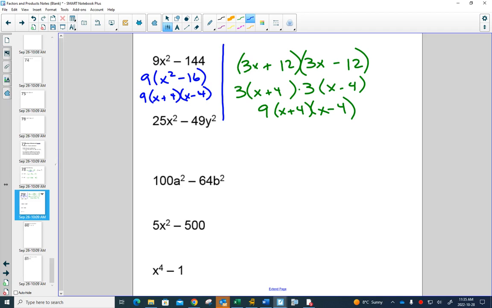But then you still have to check, is there common factors? Did I miss something? And then I looked at my 3x plus 12, and I'm like, oh, I could pull out a 3. And I look at my 3x minus 12, and I say I could pull out a 3. And so I'm left with the same answer, 2 different ways to get there.